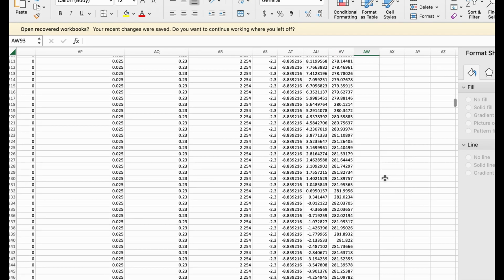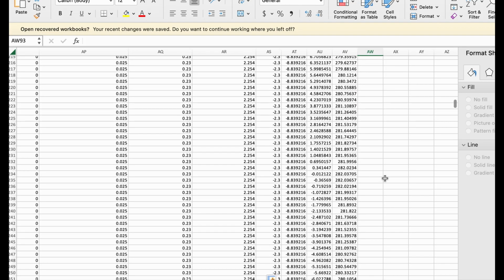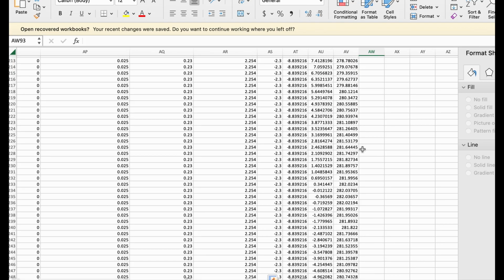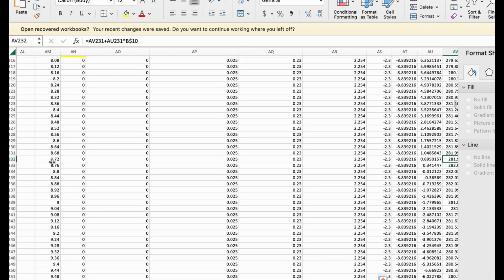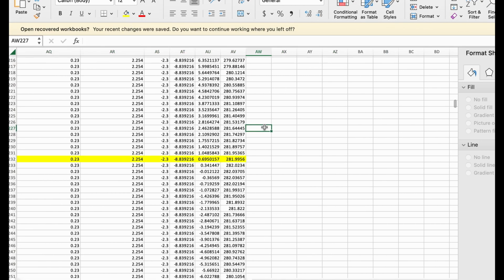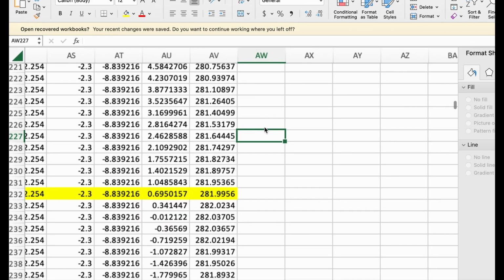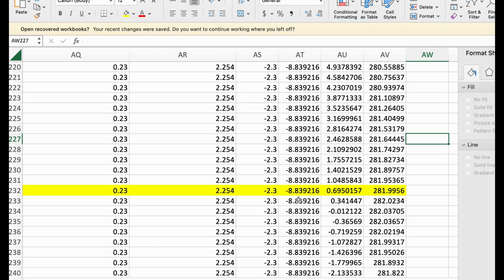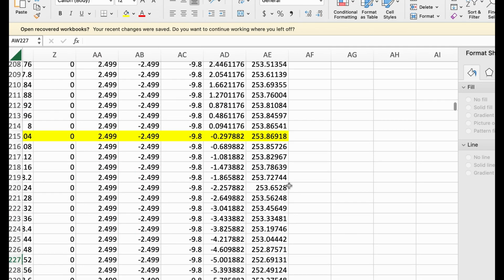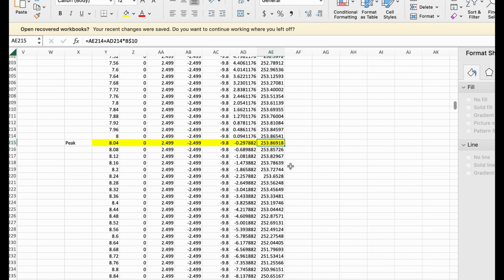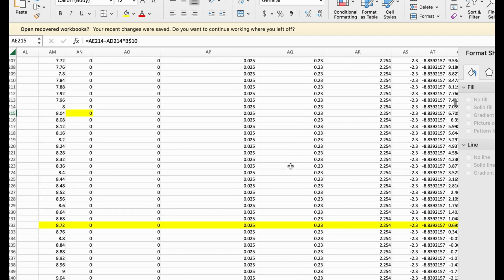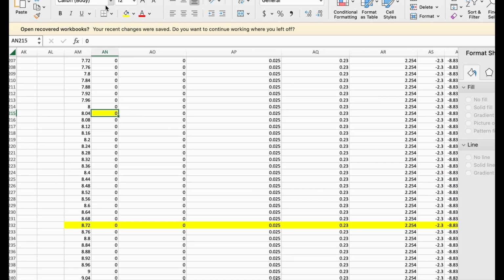And would it go higher? It does. It goes all the way up to 281.99. This is our new peak. It's not surprising that it goes higher because the rocket would have less mass. According to this model, it used to only go to 253 because it was heavier. Now it's lighter. Alright, so that's pretty cool.